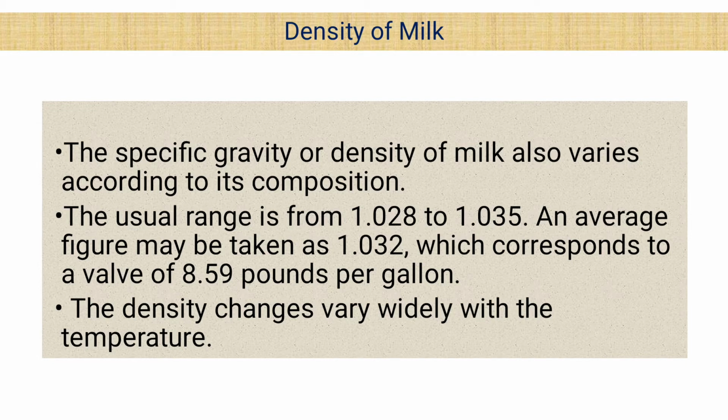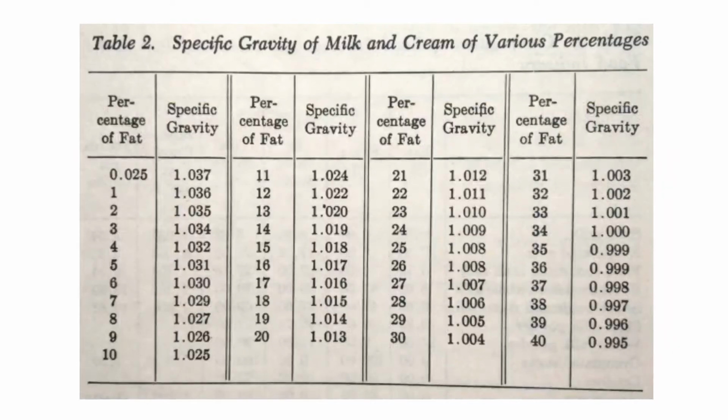Density of milk. The specific gravity or the density of milk varies according to its composition. The usual range is 1.028 to 1.035, and an average figure may be taken as 1.032, which corresponds to a value of 8.59 pounds per gallon. The density varies widely with temperature.